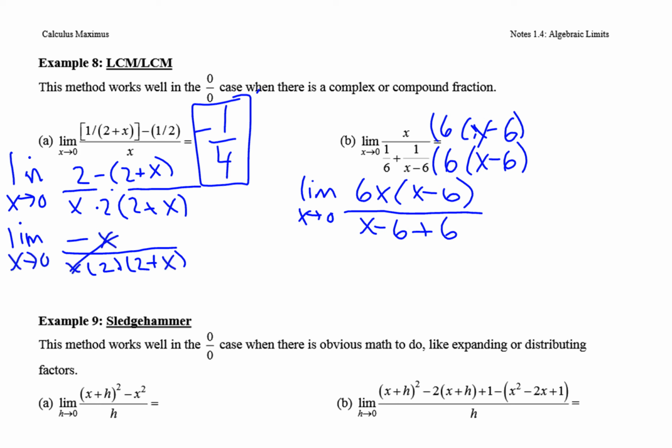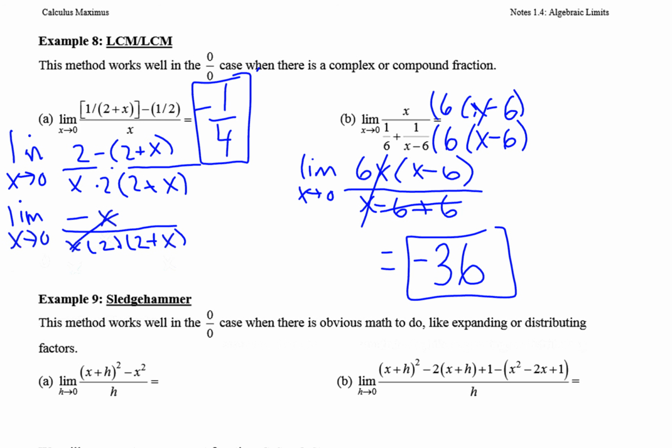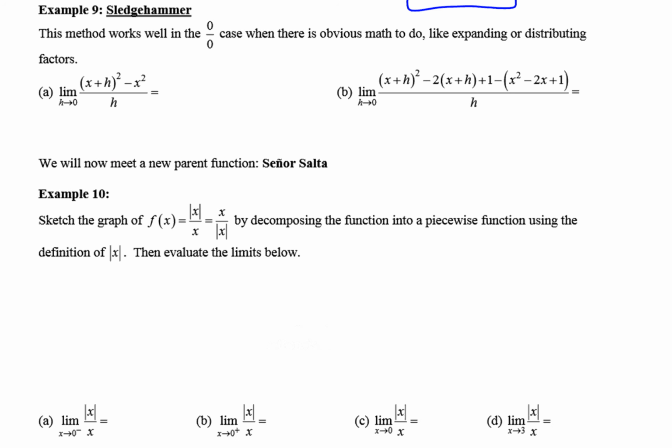As you can see, the minus 6 and plus 6 will cancel out. The x's will cancel out. You plug in your 0, 6 times negative 6 gives you negative 36. Again, not so bad. Here, sledgehammer, cool name, right? You plug in 0, you're gonna get the.